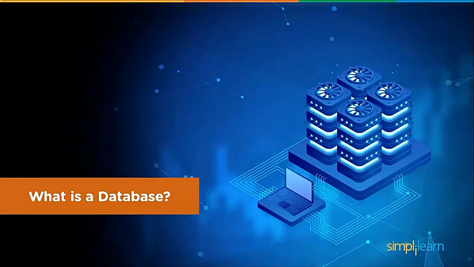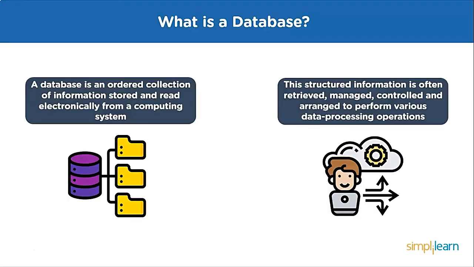If we talk about database, it is an ordered collection of information stored and read electronically from a computing system. For example, Flipkart. Flipkart stores data of its customers when they log into their account, what products they search for, their browsing history. This all data is stored at a server as a database. And further, database is also of two types, structured database and unstructured database.